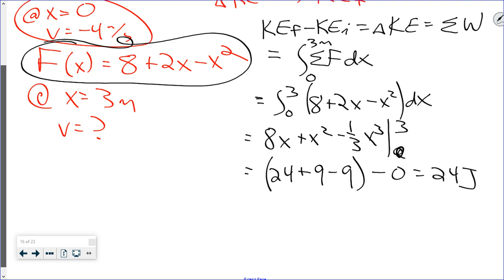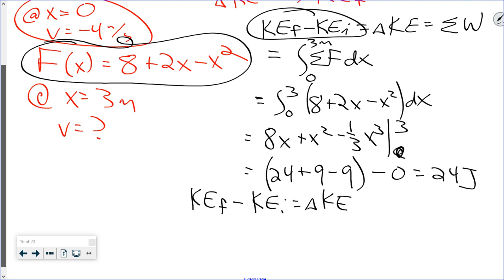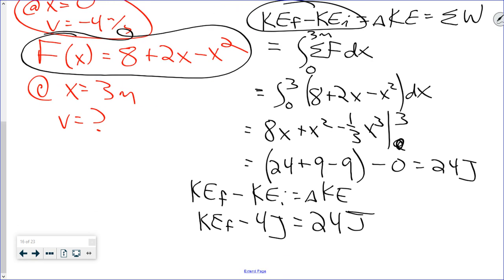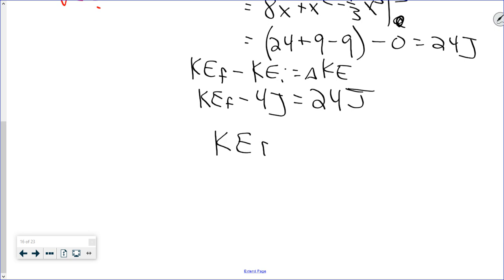Okay. So that is this, right? So KE final minus KE initial equals change in kinetic energy. For us, KE final we don't know. KE initial was 4 joules. We figured that out when we started the problem. That's got to equal our change, which is 24 joules. So that means that KE final must be 28 joules. So now we can find our velocity.